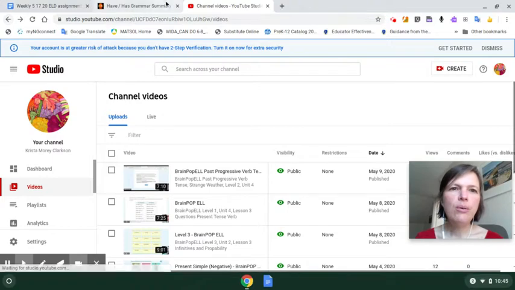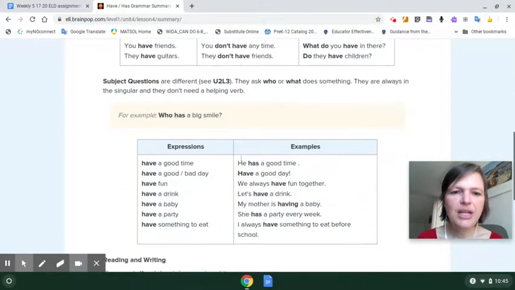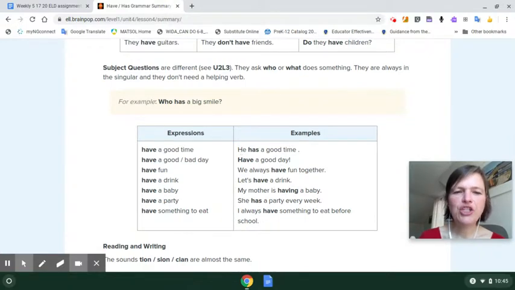So now we could use this expression. You could say something like, have a good time, have fun, have a drink. You could say, have a baby. And you could say, have a party. Oh, party. Right. And so she has a party every week. I would love to have a party every week with my friends.